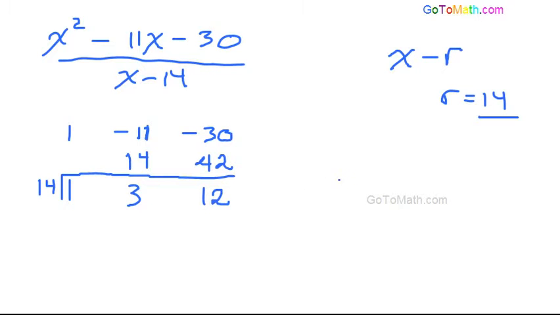Alright, I'm going to write it over here. So the coefficient of x is going to be 1, then plus 3, and then plus 12 over our x minus 14 here.